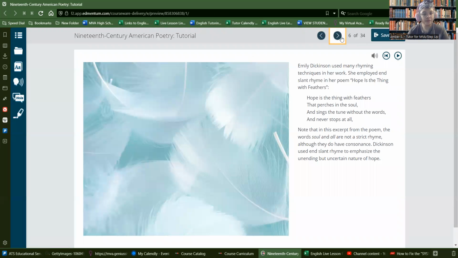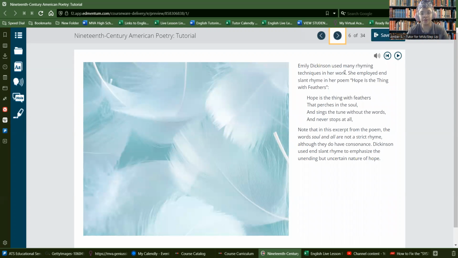Alrighty, we're moving on to slide 6. Slide 6 actually has the poem that you'll be looking at in the slide, so you don't have to click an extra link or anything. Basically, they use Emily Dickinson here as an example because she uses a lot of different rhyme techniques in her work. And they give you an example of slant rhyme in her poem.